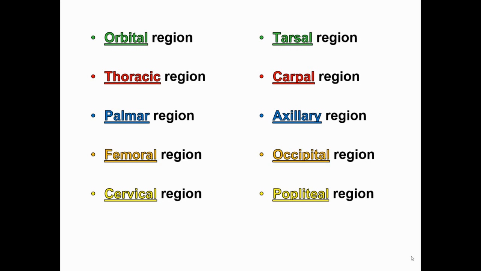Cervical. Yeah, the neck region of the vertebral column. Then on the right-hand side column, we have tarsal. Where are your tarsals? Ankle, good. Carpal, wrist, yes. Axillary, armpit, occipital, yeah, back of the head. I know my pronunciation is different from what you're used to.